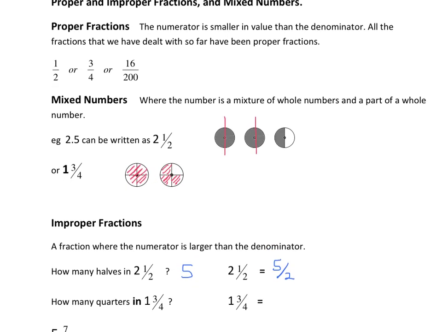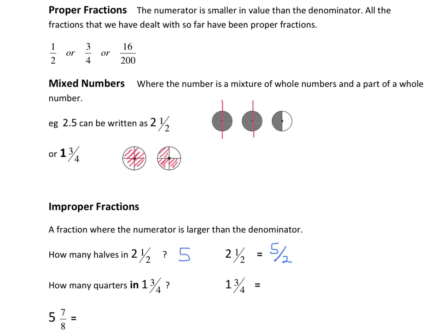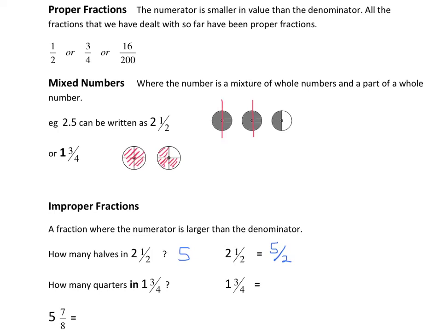So now let's look at 1 3/4. How many quarters are there in 1 3/4? 1, 2, 3, 4, 5, 6, 7. There are 7 quarters in 1 3/4. So we can say that 1 3/4 can be written as 7/4.